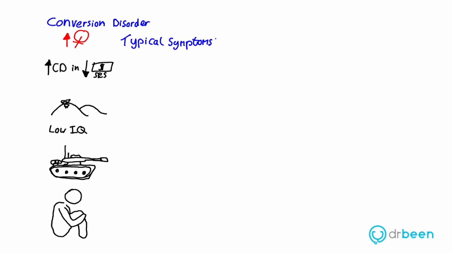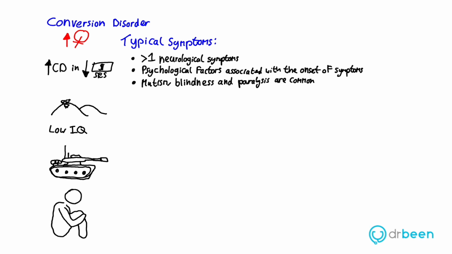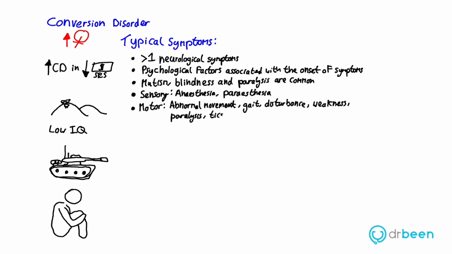Typical presenting symptoms may be the following: one or more neurological symptoms which affect voluntary or sensory functioning, and there must be psychological factors associated with the onset or exacerbation of the symptoms. Mutism, blindness, and paralysis are the most common symptoms. When it affects the sensory system, you may get anesthesia or paresthesia, so it basically means numbness or tingling. When it affects the motor system, you can get abnormal movements, gait disturbances, weakness, paralysis, tics, jerks. Patients may model their behaviour on someone who is important to them.